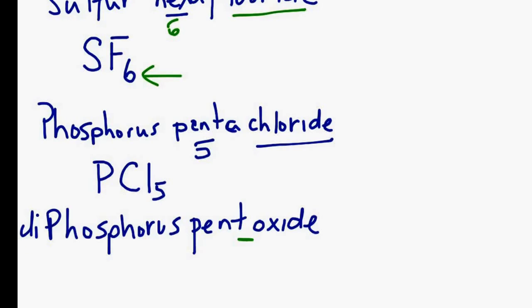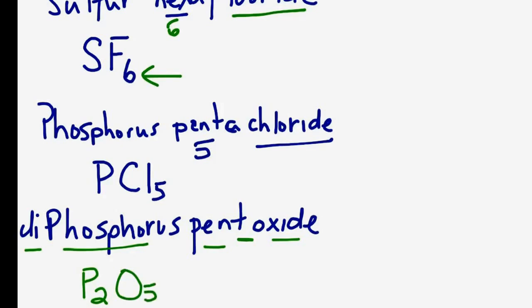So diphosphorus, so we've got 2 phosphoruses. Pent means 5, oxide means O, so there are 5 oxygens. So the formula is P2O5.